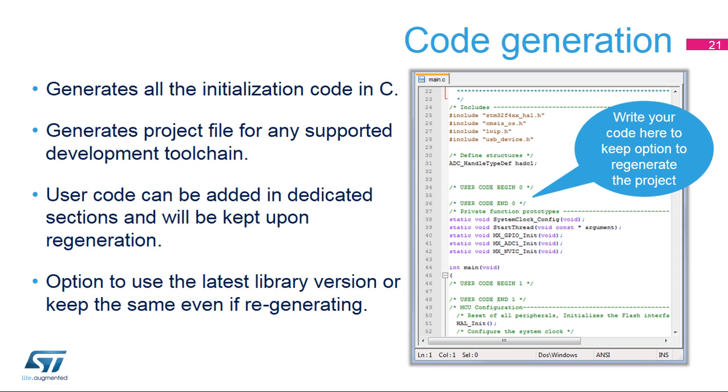First, check the settings in the project menu of the main window. One of the several supported development tools can be selected to take over the generated project, including tool chains from Keil, IAR, and Atollic. User code must be kept between the constraints of the user code comment blocks in order for the initialization settings to be modified using STM32CubeMX without affecting the custom code. See the next slide to learn how to activate this option.